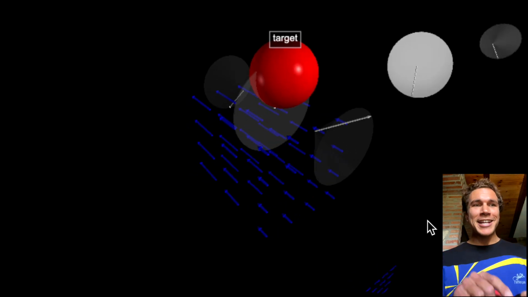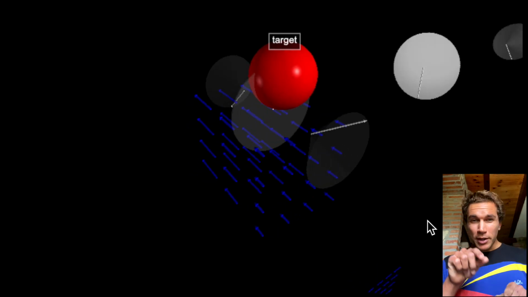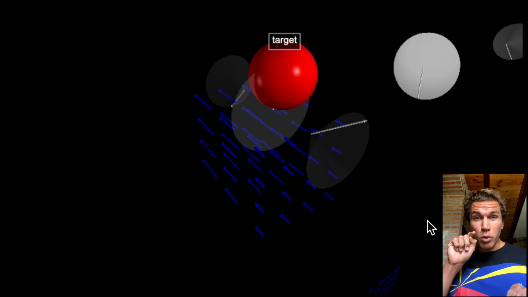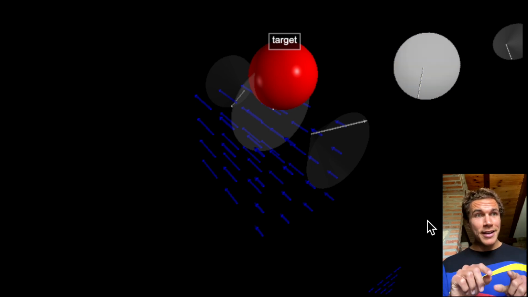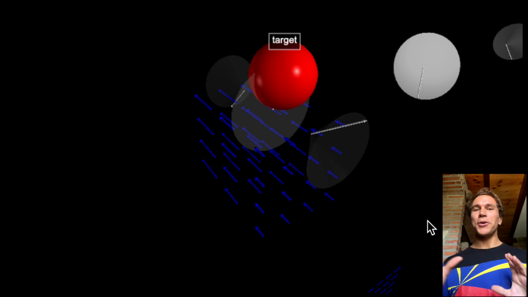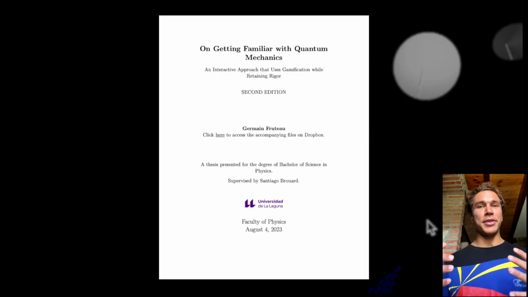As an aside, I want to point out that the case of the X equals 0 component of spin, represented by this disk over there, is quite special. I refer you to the chapter on the physics of quantum warfare in my bachelor's thesis on getting familiar with quantum mechanics to see exactly why it happens to this component.